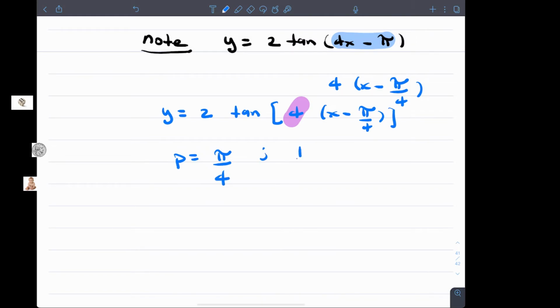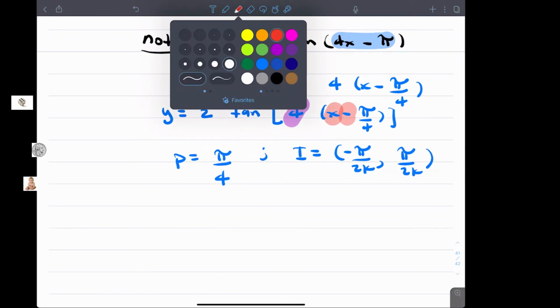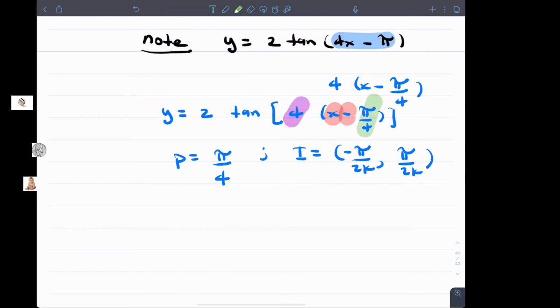And then you go, okay, but my interval of one cycle is defined to be minus pi over 2k, positive pi over 2k. But what did they just do? Like before, x minus, I think we used green. What do they introduce now? This is a what? A phase shift value. Okay, you guys okay with that? So you go, Mr. Judge, you can have a phase shift? Yeah, it's just horizontal shifting.